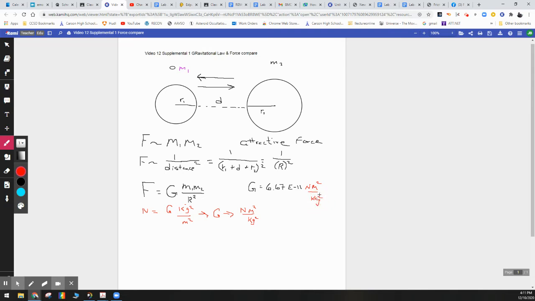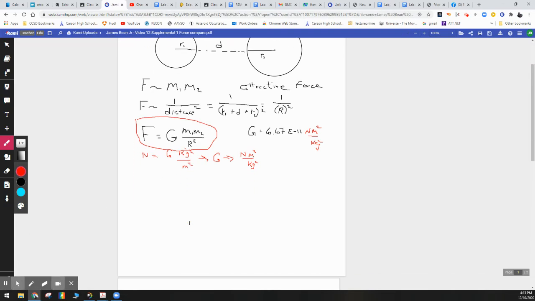This is the universal gravitational constant, and we'll have a whole lab dedicated just to this. So there's a force of attraction that can be calculated by using this formula right here. If I know the two masses and their distance, I can calculate the force of attraction by this formula. All right, let's go ahead and scroll down some more.